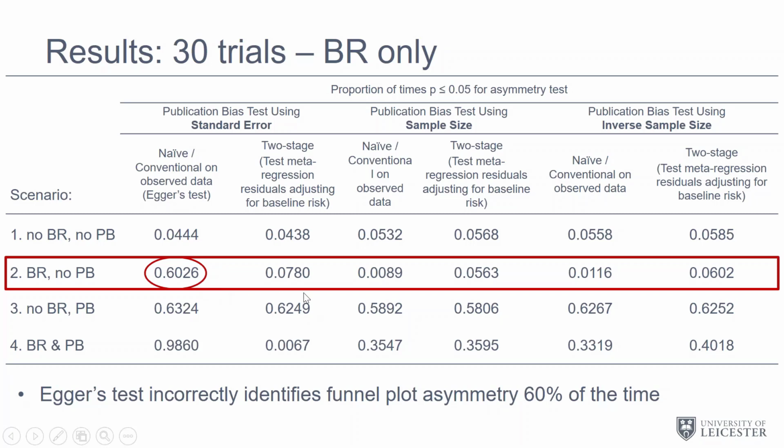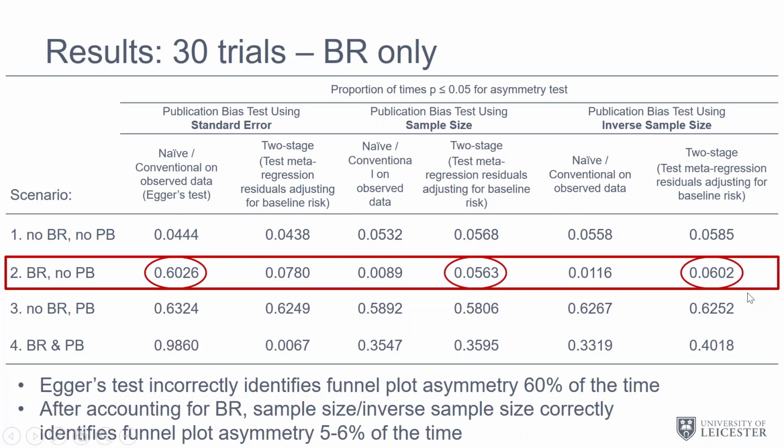If we switch to the new approach, but still use standard error, then we're seeing funnel plot asymmetry identified 8% of the time. But if we use sample size or inverse sample size, then we're seeing results about 5 to 6% of the time, which is in line again with that 5% that we would expect by chance.